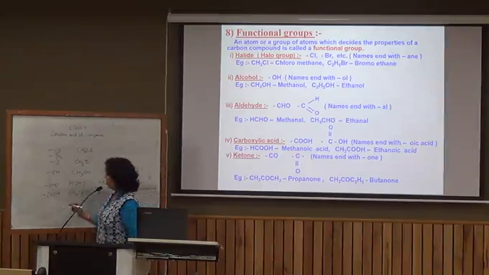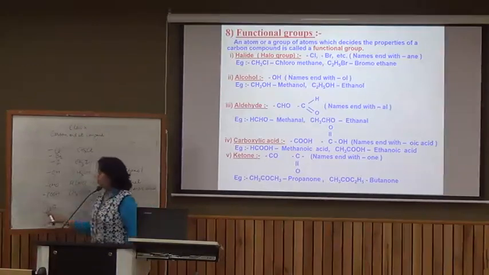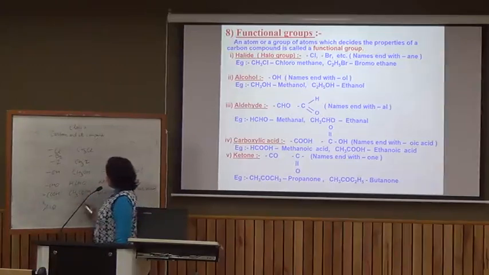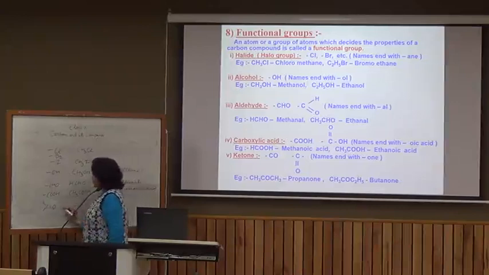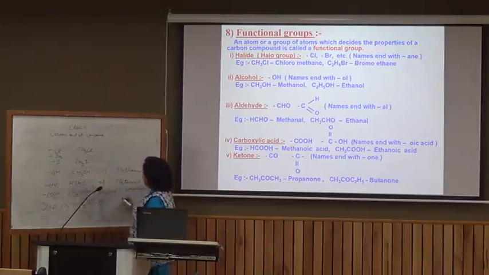Then is ketone. Actually this carbon of ketone will be joined to other 2 carbon atoms, so ketone group cannot be at the end. It will always be in between the carbon atoms, right? So ketone, its ending is one. Let us take one example. The simplest ketone will be CH3COCH3, and there are 3 carbon atoms, and we know the alkane with 3 carbon atoms is propane. So we have to remove e and add one. So it becomes propanone.